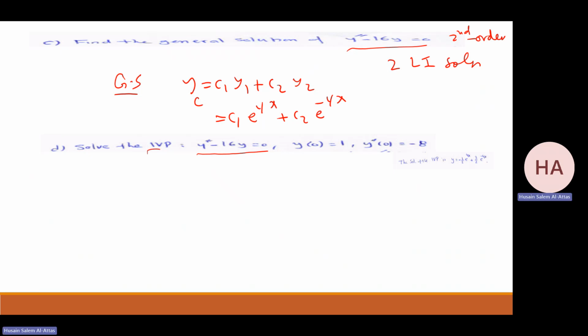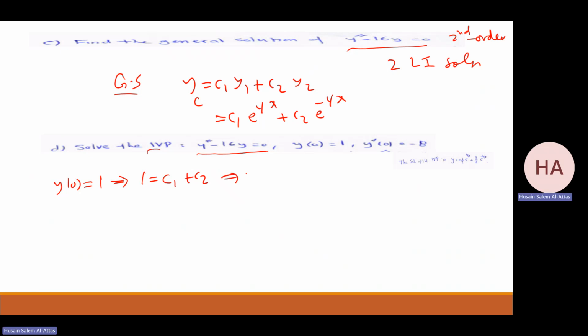Okay, so we'll do this. Y at 0. I'm talking about yc. Here it's about the yc, the general solution for the homogeneous. Y at 0 equals 1. So we have 1 equals c1 plus c2.